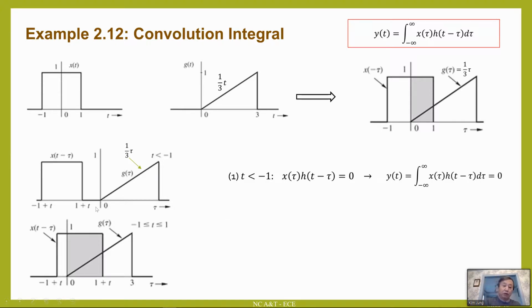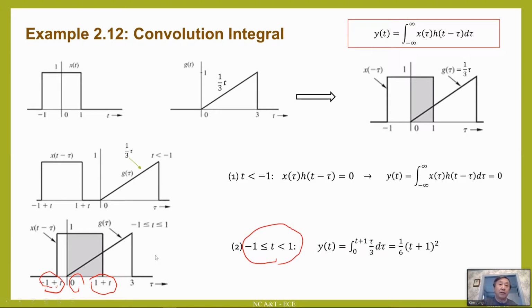Then this position, 1 minus t, the last point, is greater than 0 here. So 1 minus t greater than 0 means t is greater than -1. However, this point is less than 0, so -1 plus t less than 0 means t is less than 1. So in this range, as you see, there is a shaded area.